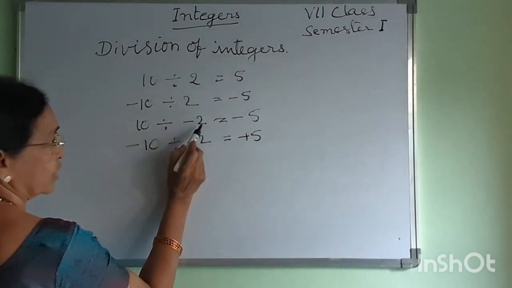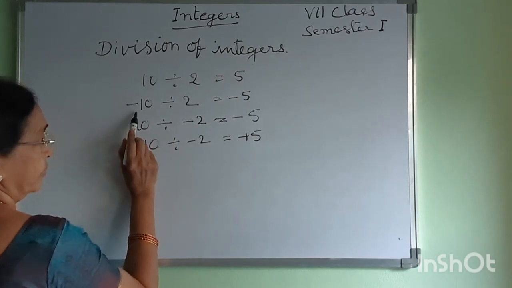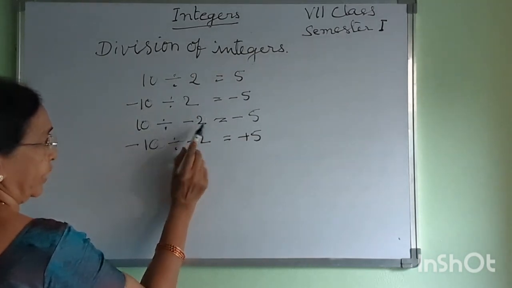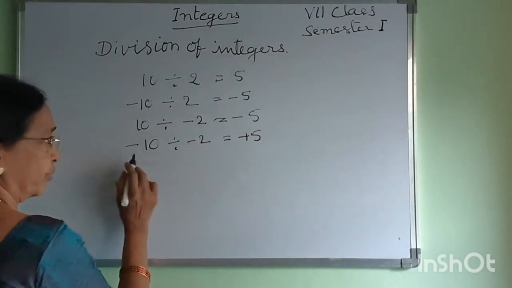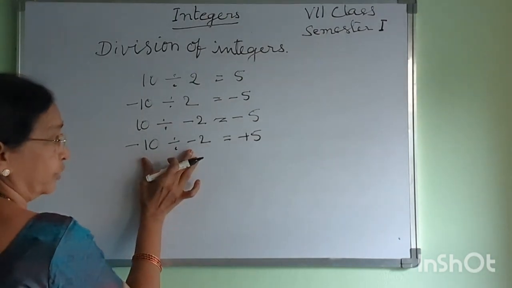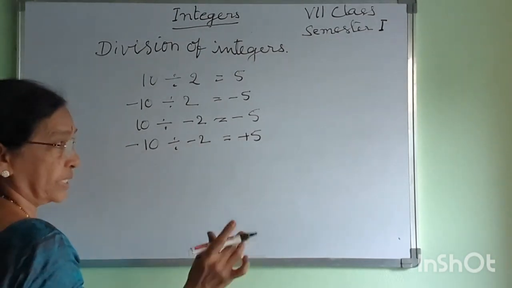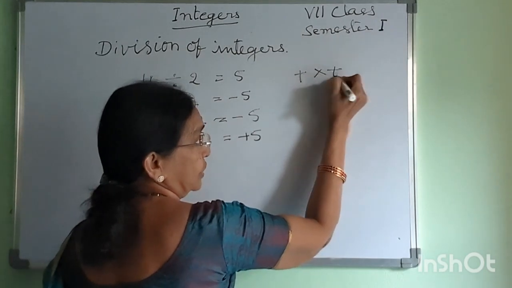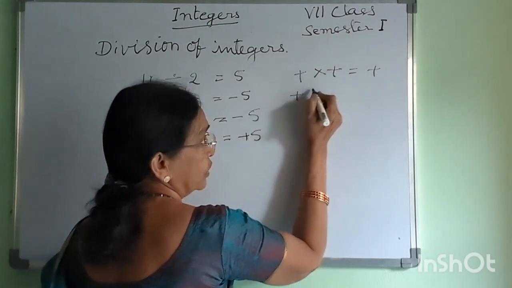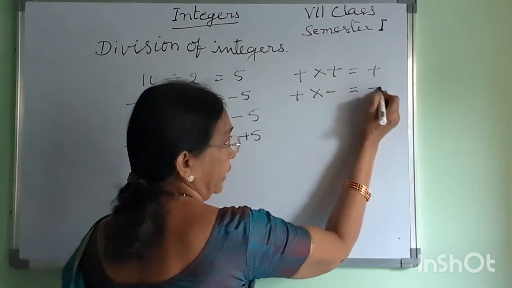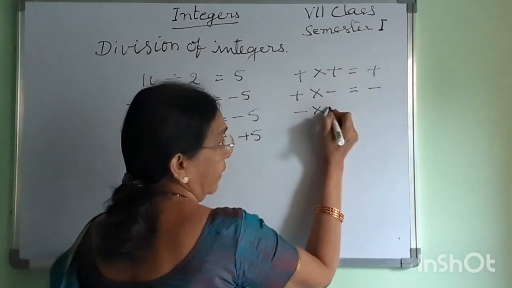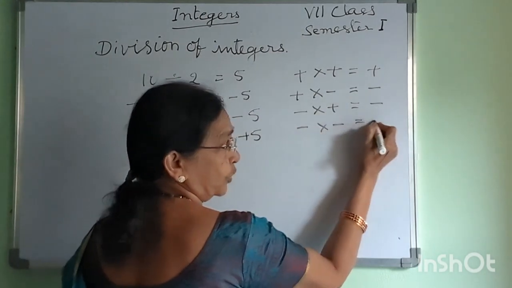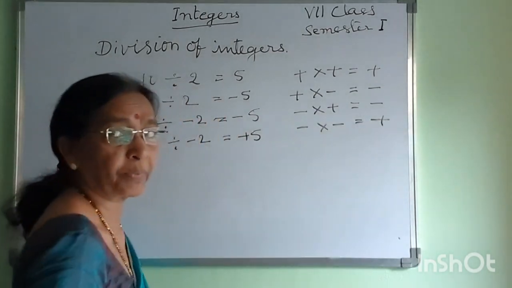10 divided by minus 2 is equal to minus 5, because here only one negative sign among the two, and here also one negative sign. If both the integers are negative, we get again positive. Just like we know that positive into positive is equal to positive, positive into negative is equal to negative, negative into positive is equal to negative, negative into negative is equal to positive in multiplication.